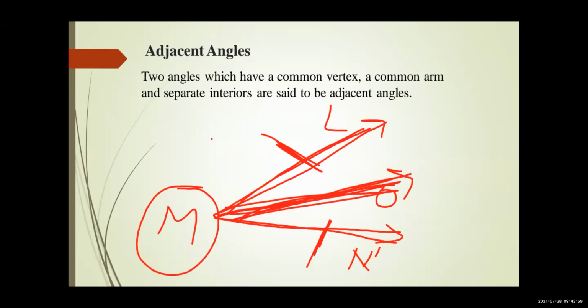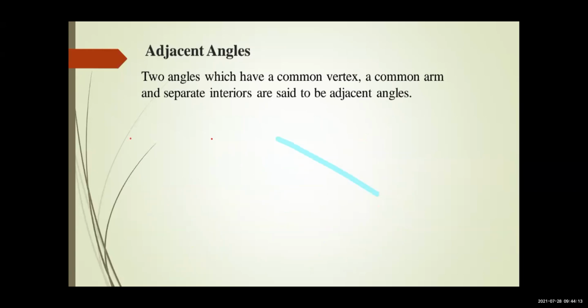And having a separate interior. It is having a separate interior. So that type of angle is what? That type of angle is adjacent angle. I hope I have made clear what is adjacent angle.